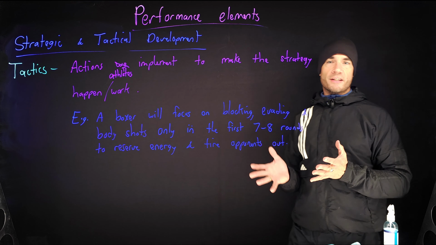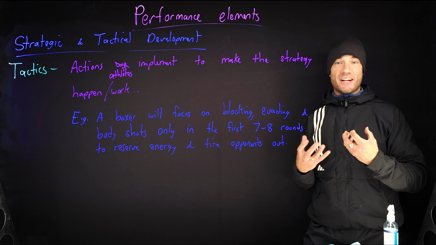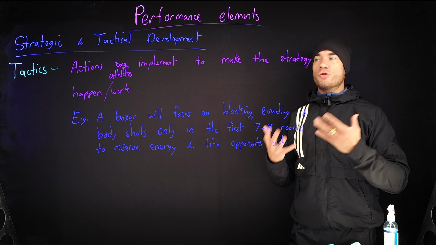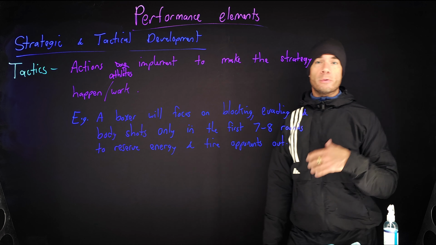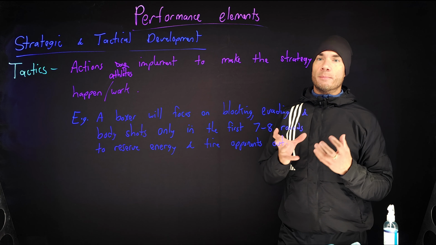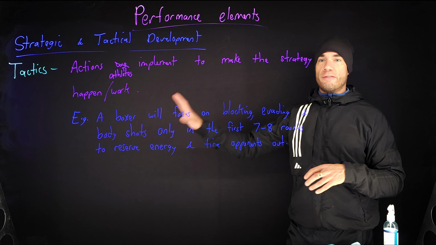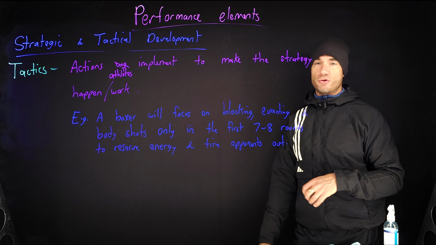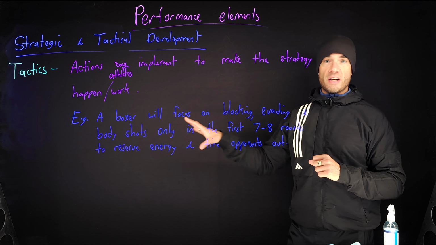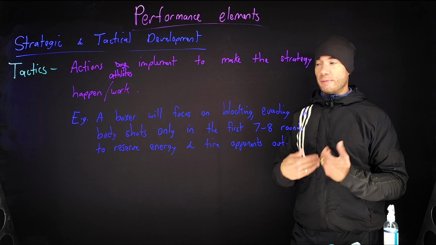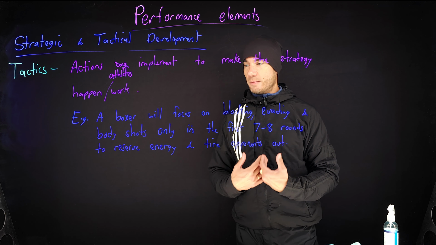Okay, so tactics. What are tactics? Well, tactics are actions that athletes implement to make the strategy happen. So in the example before, we were talking about a boxer. The strategy in the boxing was that I know he's a far superior, bigger, taller, faster, stronger kind of person than I am, but I know he gets tired quickly. So the strategy is to tire him out so that I can then knock him out. The tactic that I implement as the boxer is this.